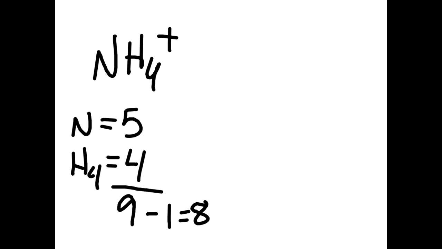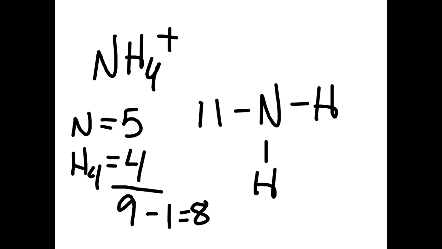That's a positive charge. That means I'm missing an electron. Right? So I have to subtract an electron. Okay, so that is my structure. Nitrogen with those 4 hydrogens. Nitrogen has 8. Each hydrogen has 2. Everybody's happy. Okay?